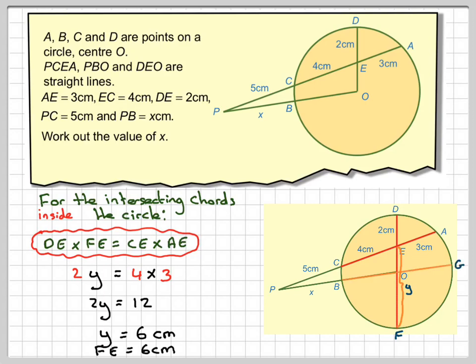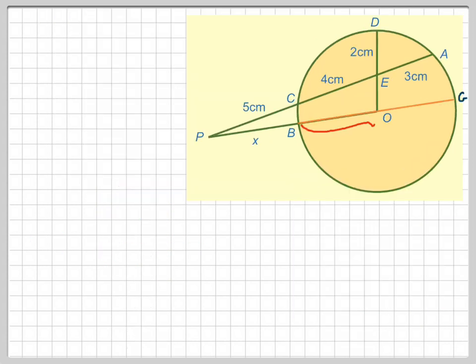And now if we extend this line here, this length here is the same as this length here. Now this length here in its total is 8, because it's 6 plus 2, which is 8, which means that this length here is also 8. So this is 8. Therefore BG is also 8, because it's also the diameter of the circle, because they both go through the centre.